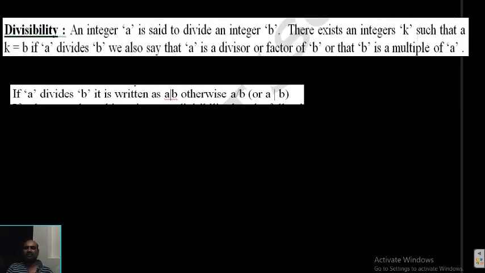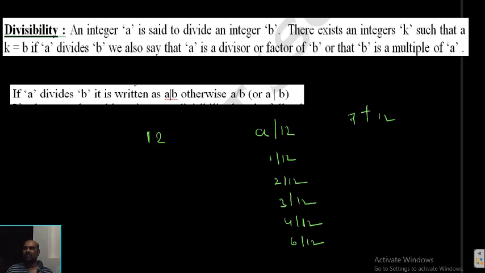Factor. A number is given, 12. We want to find its factors. What should we do? We want to find A so that A divides 12. Such A's are called factors. 1 divides 12, correct. 2 divides 12, correct. 3 divides 12, correct. 4 divides 12, correct. 6 divides 12, correct. 7 won't divide 12. 8 won't divide 12. 9 won't divide 12. 11 won't divide 12. And 12 divides 12.